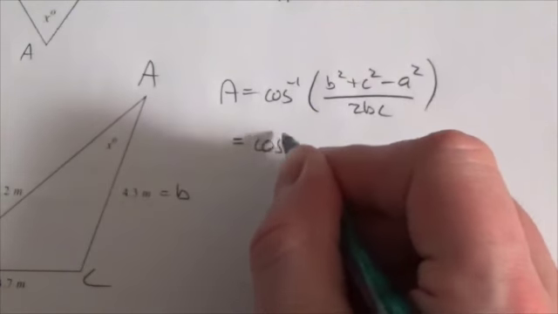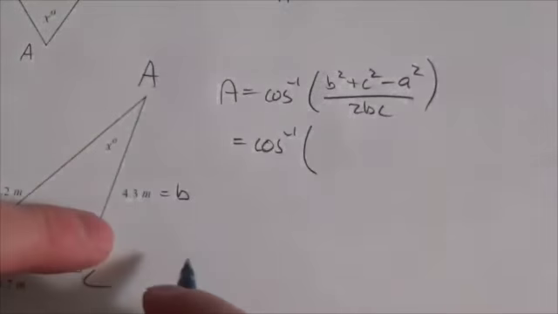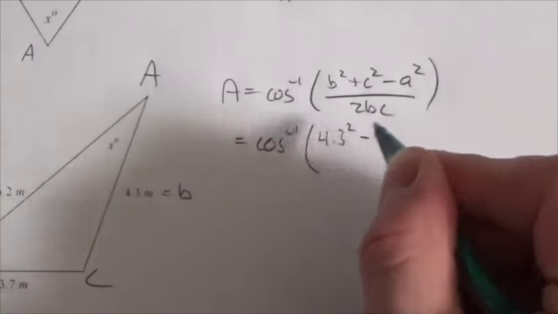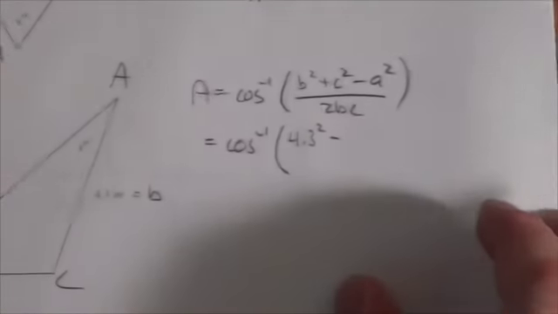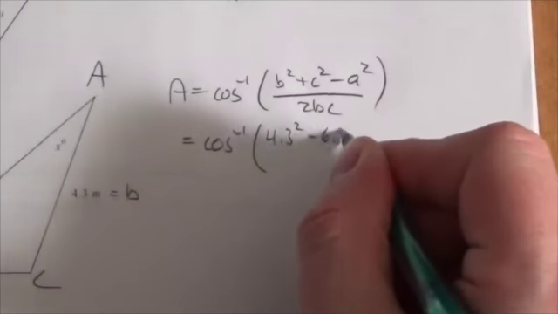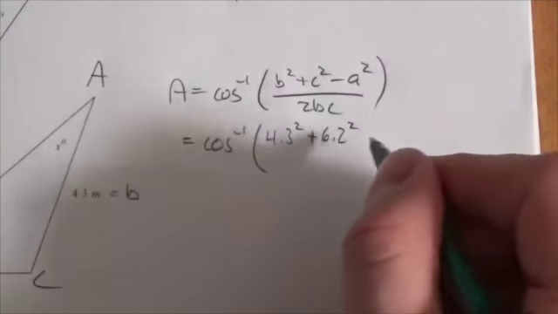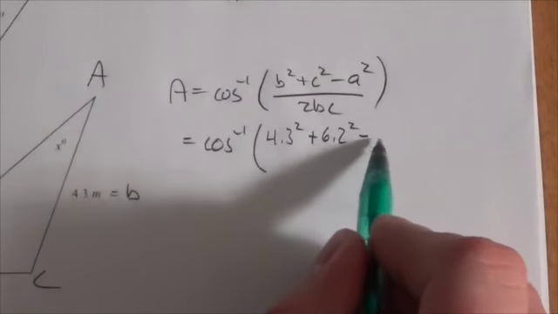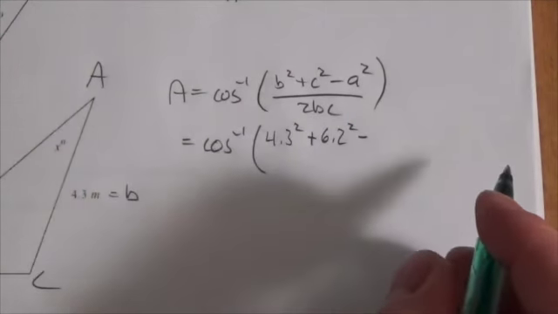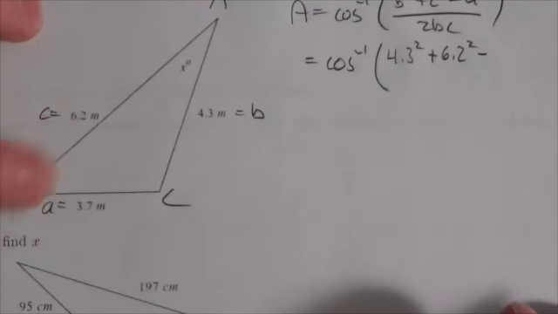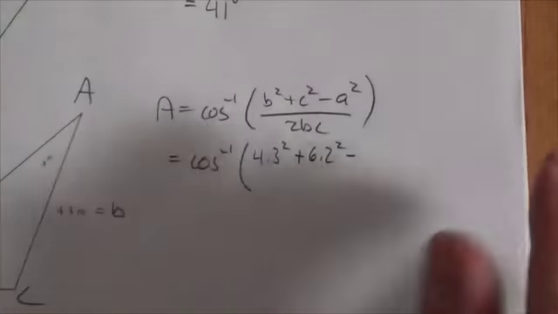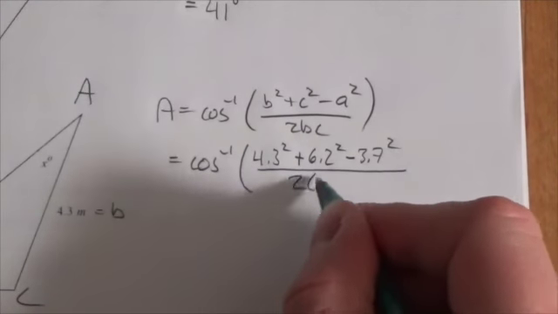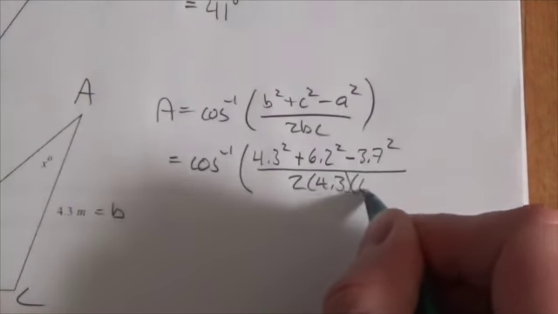So this will be the inverse cosine of, now in this case here, b is 4.3, so 4.3 squared plus c is 6.2, so 6.2 squared. Sorry, you only ever subtract the side squared that's opposite the angle you're looking for. So I'm going to subtract the 3.7 squared, the a squared. And this is all going to be over 2 times b times c.